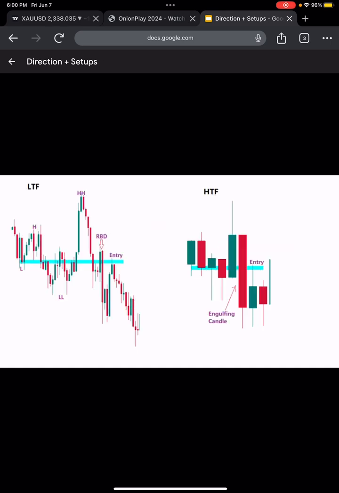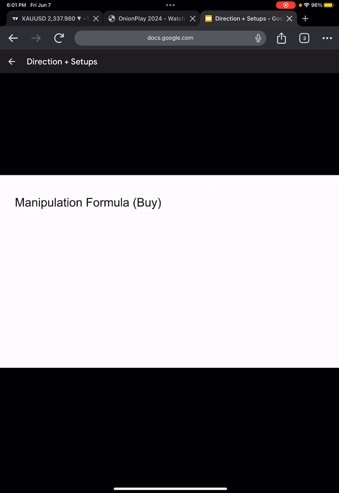Here's another example: low, high, lower, low, higher, high, and then price didn't respect it. It created a rally-based drop, and then that would be the entry point. And then the higher time frame, you would find your confirmation, which would be the bearish engulfing, right?